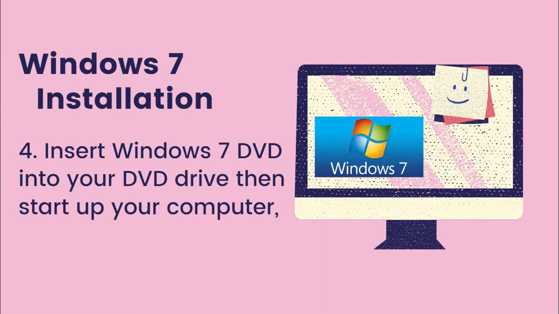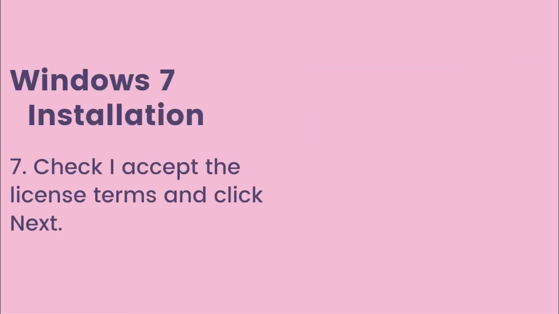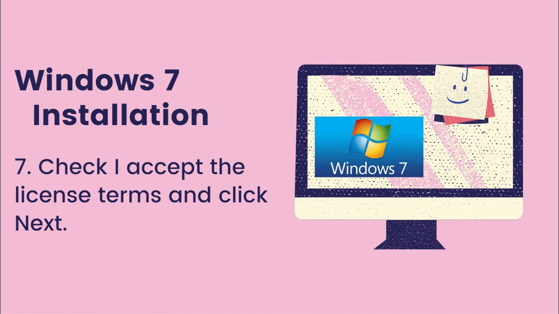Insert Windows 7 DVD in your DVD drive, then start up your computer. Windows 7 will be loading files. Select your language, time and currency format, keyboard or input method, and click Next. Click Install Now. Check I accept the license terms and click Next.